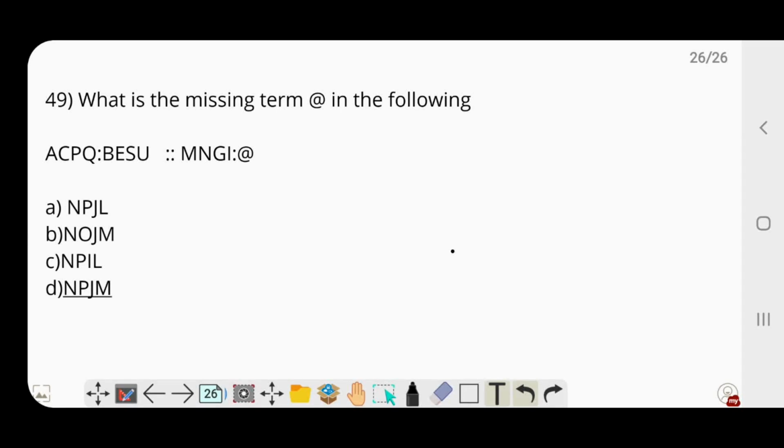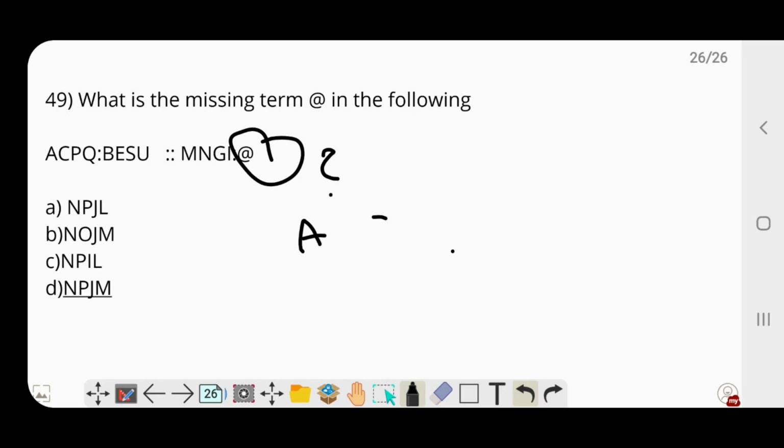We have the 49th question. What is the missing term in the following? ACPQ is to BESU, double colon, MNGI is to blank. So we have to find this blank. What is this blank? Options are A, NPJL, option B, NOJM, option C, NPIL, or option D, NPJM.